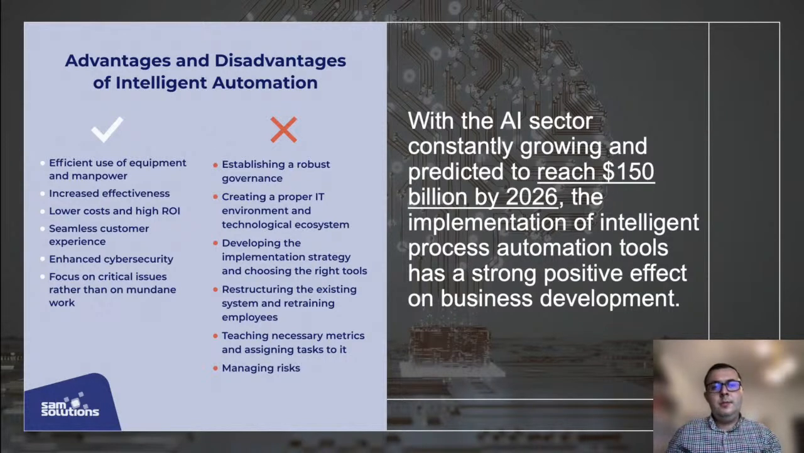Then restructuring the existing system and retraining employees. So basically, if we want to do something disruptive with our company, like implementing an intelligent automation system, we have to rethink almost everything, let's say, restructure the current system, remove the old bases, and create a new core. And also this includes retraining employees and trying to help them achieve new skills and abilities. Then another disadvantage would be related to teaching necessary metrics and assigning tasks to it, as well as managing risks. Because of course, with the implementation of a new system, new risks arise that we have to manage and control in order for our system not to fail.